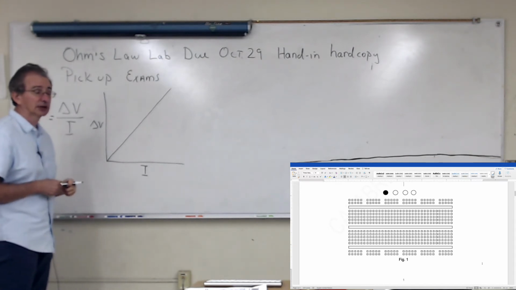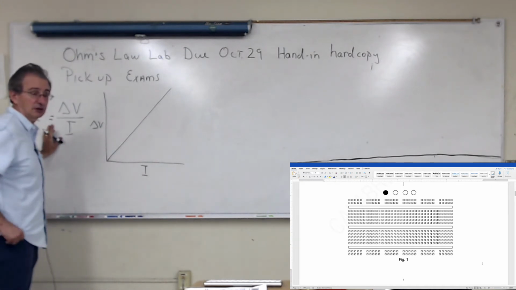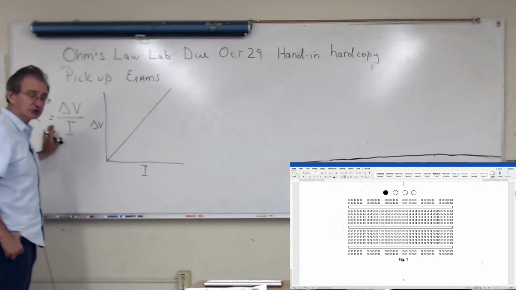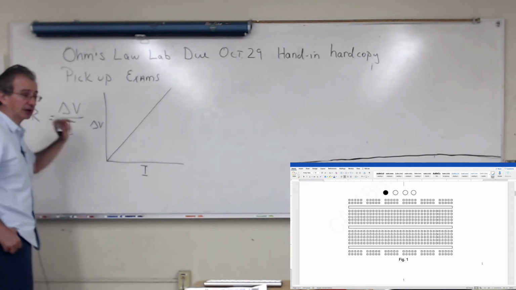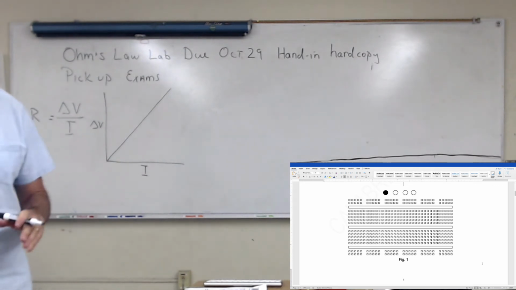If you have a material that doesn't obey Ohm's law, it doesn't necessarily mean that you can't use this equation. A light bulb doesn't obey Ohm's law, but you can still calculate the resistance at a particular applied voltage. That's still applicable, okay?